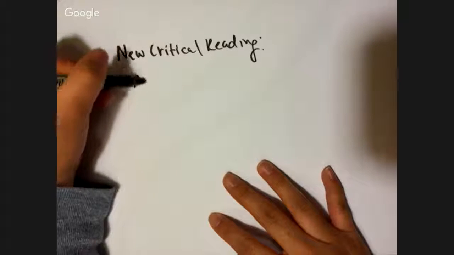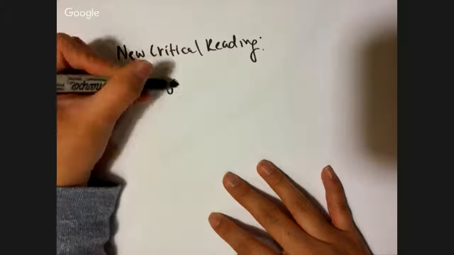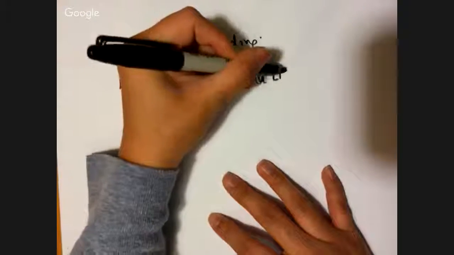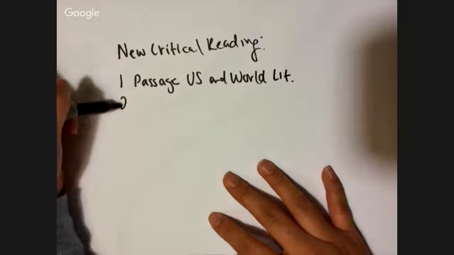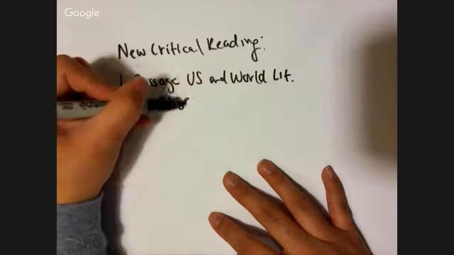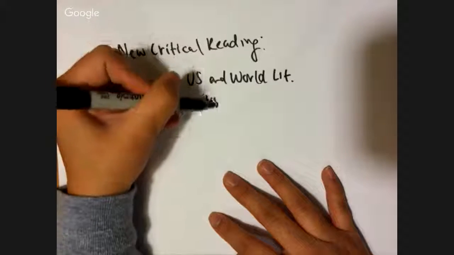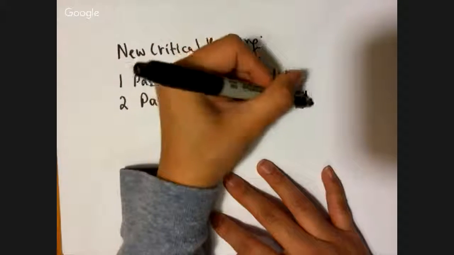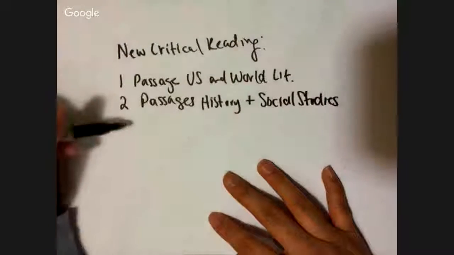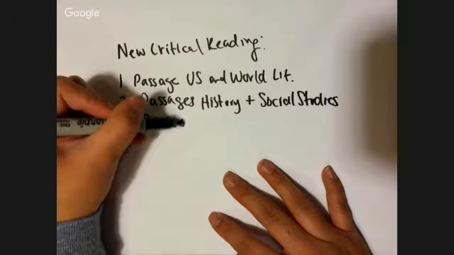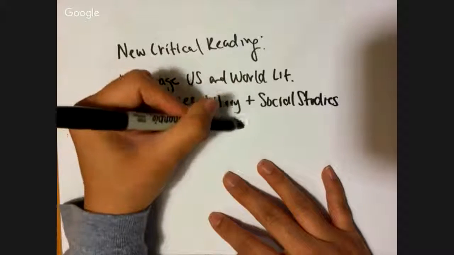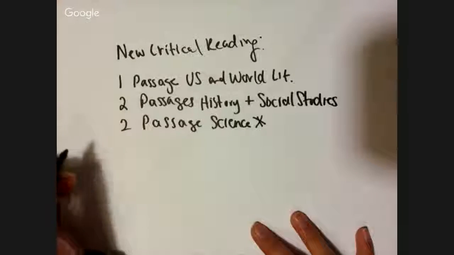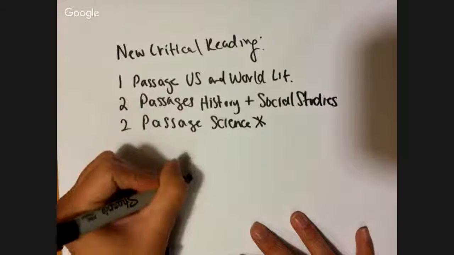There's one passage covering US and world literature. Two passages dealing with history and social studies. And two passages dealing with science. And for the science questions, there will be charts and graphs.